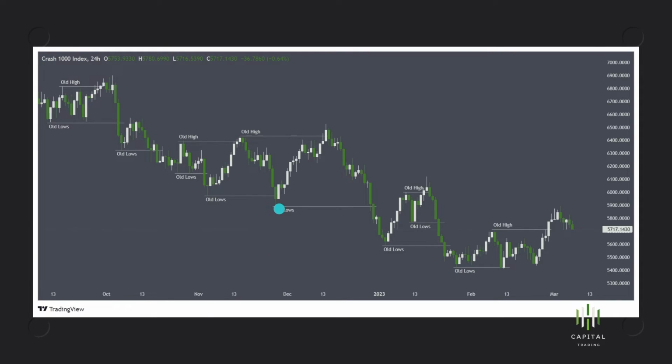We had this old low ran over, old low ran over, old high ran over, and they found support on some level here. They dropped on the downside, right? And then we had this old low here. They did tap into it. It was a small purge, but it wasn't a big movement. We still consider that running an old low.